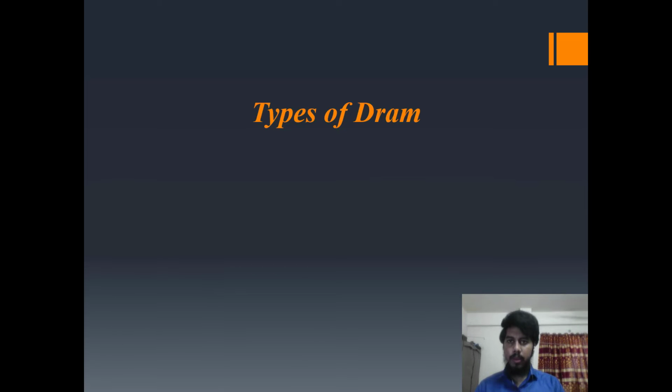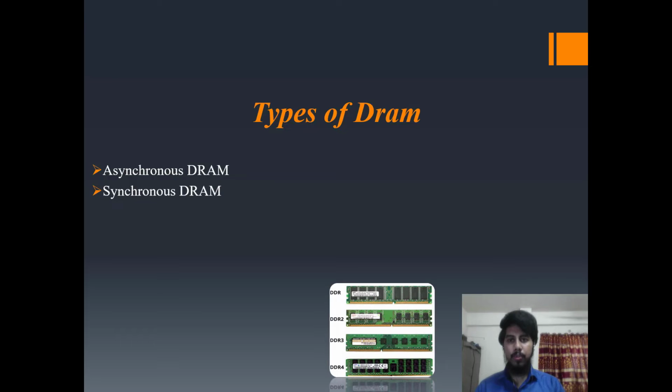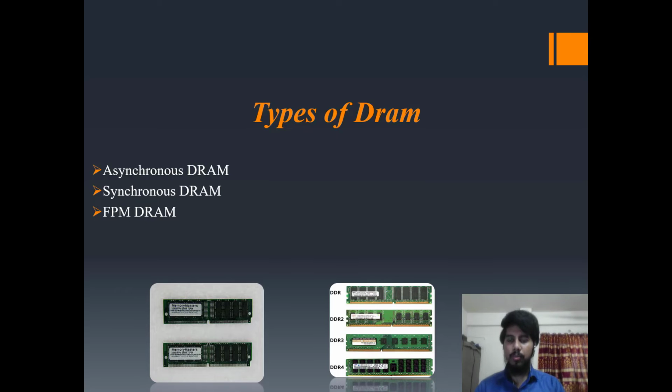Types of dynamic RAM. Asynchronous dynamic RAM. The dynamic RAM described above is the asynchronous type of dynamic RAM. The timing of the memory device is controlled asynchronously. Synchronous dynamic RAM. This RAM chip's access speed is directly synchronized with the CPU's clock. Fast page mode dynamic RAM. It was designed to be faster than conventional types of dynamic RAM.